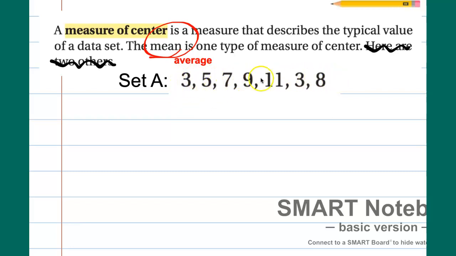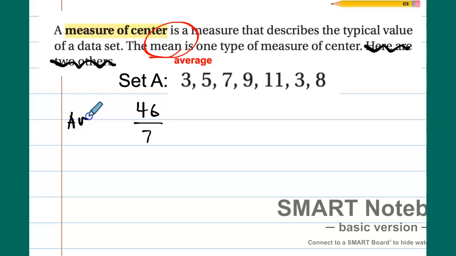So we have 3, 5, 7, 9, 11, 3, and 8. We add it up and we divide that by the number of items that we have. So we add that, and in this case our total, the sum, is 46. If we divide that by the number of items, 1, 2, 3, 4, 5, 6, 7, so that's divided by 7. You could say average over here.